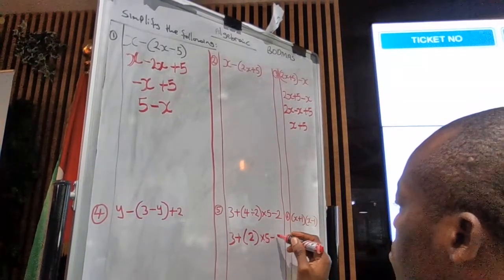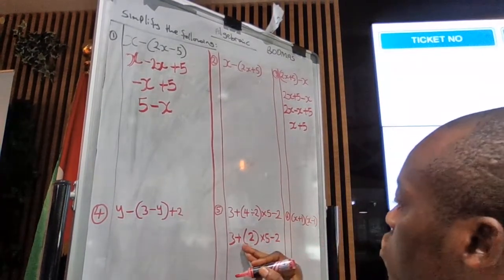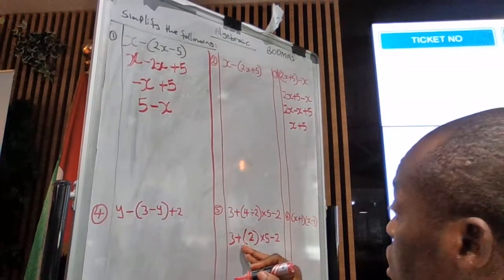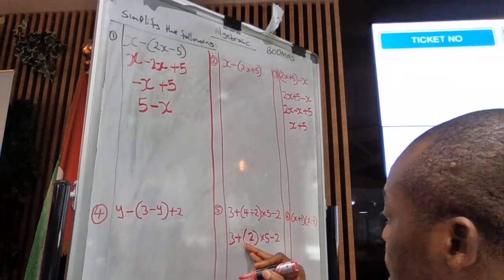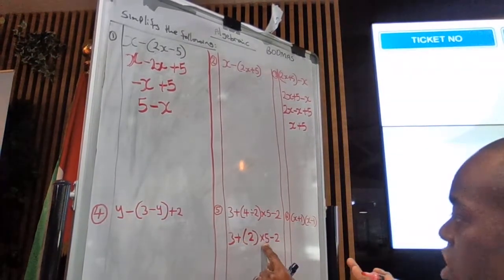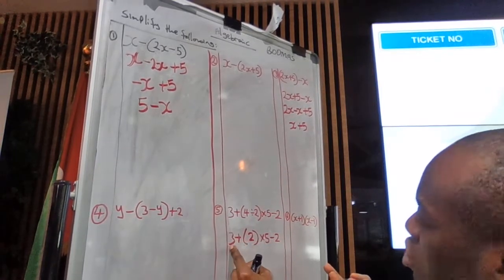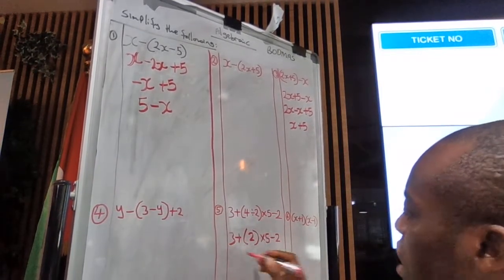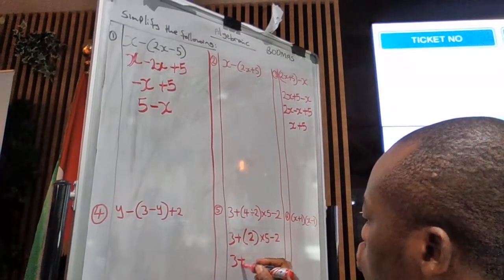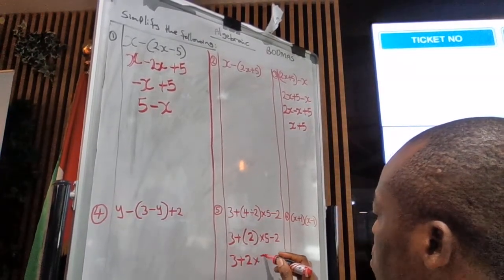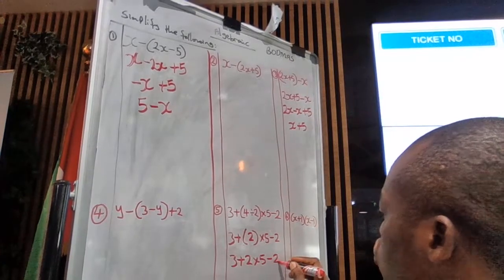Times 5 minus 2. You still have to solve what is inside the bracket. Now, what is the bracket coming before times? What is touching the bracket? Only plus. This plus does not belong to this 3. It belongs to this. So that will give us plus 2 times 5 minus 2.